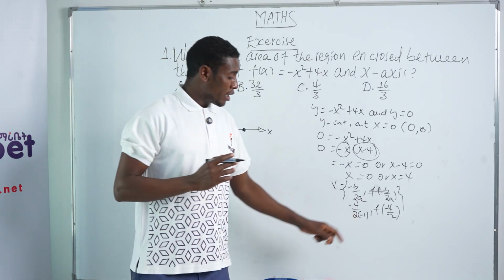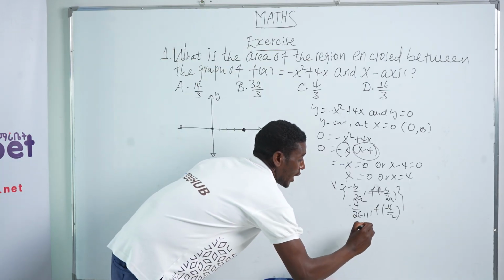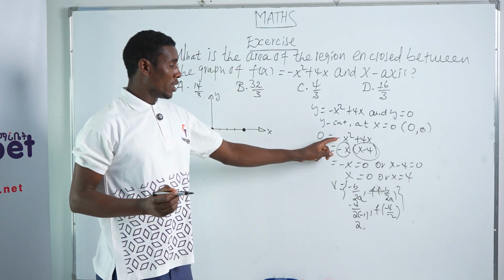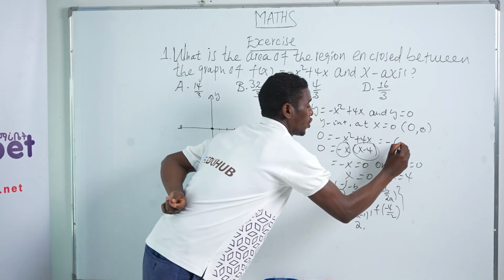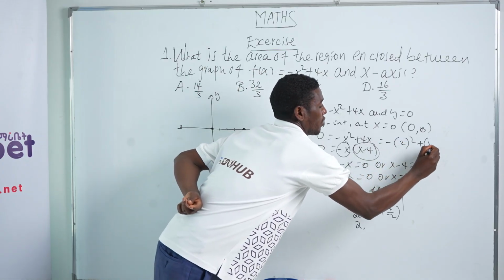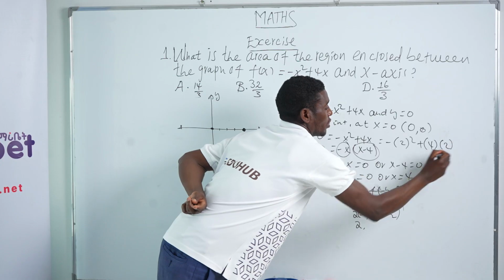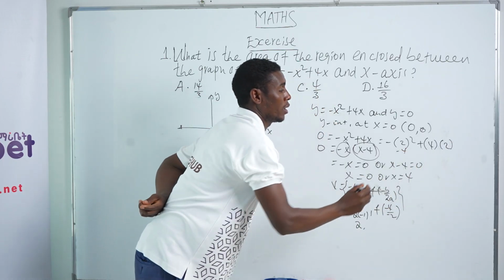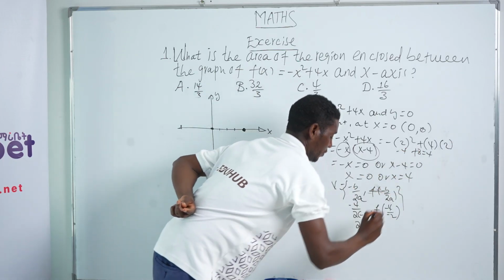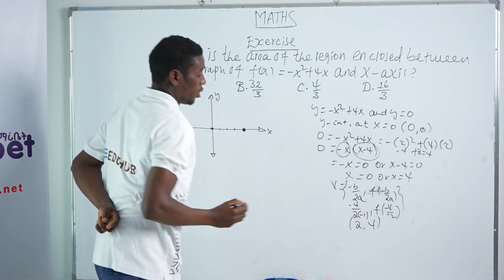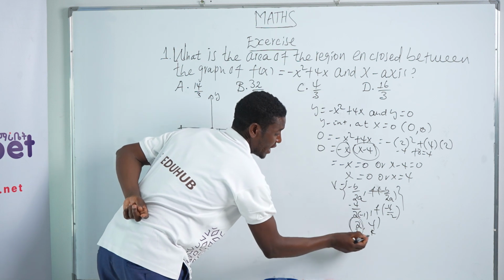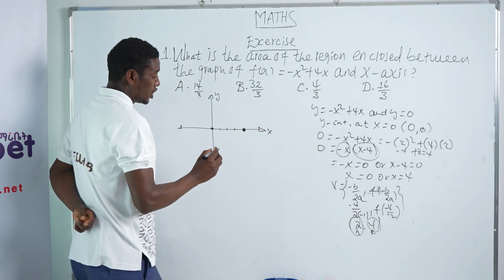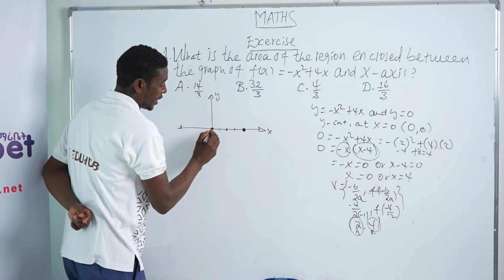So minus 4 divided by minus 2 is 2, and f of 2 is minus 2 squared plus 4 multiplied by 2. This means minus 4 plus 8, that is 4. So this one is the vertex (h, k), where h is the value of x and k is the value of y. h is 2, or x is 2, and k is 4.